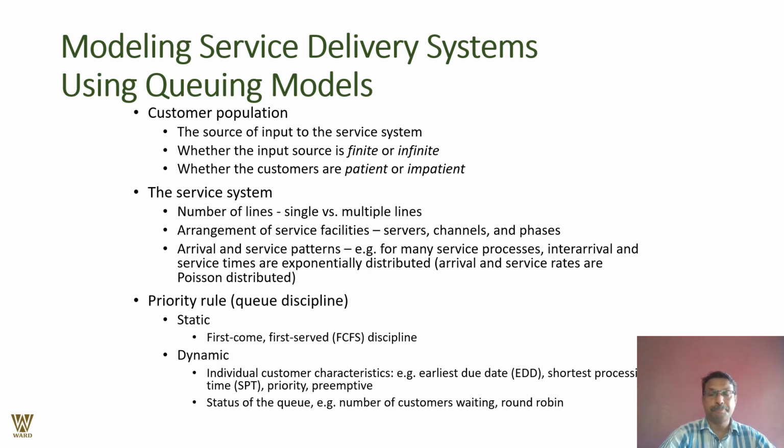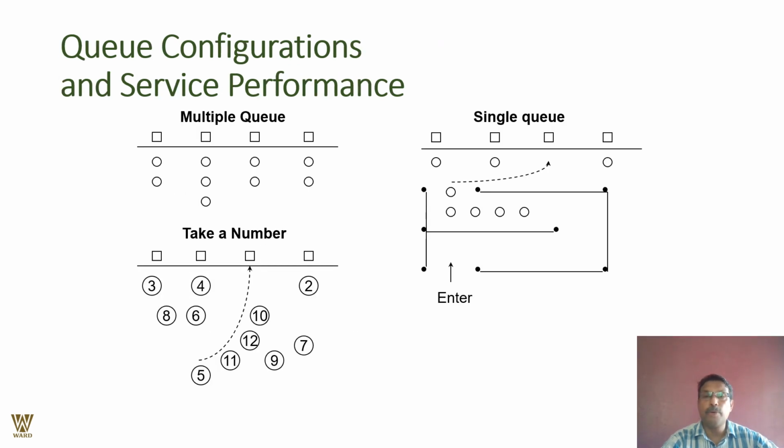Priority rules and queuing discipline. On a static basis, there is the first-come, first-served basis, the FCFS discipline. The dynamic basis is individual customer characteristics, for example EDD, earliest due date, and shortest processing time. Then priority, preemptive, status of the queue, number of customers waiting, and round robin.